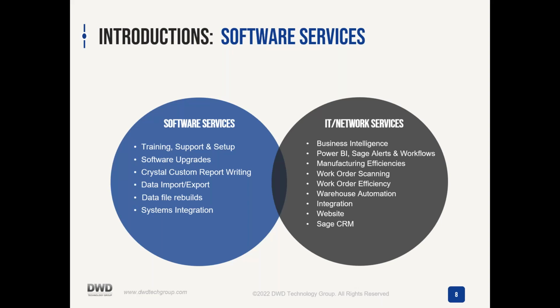We also have a network team. So we've got the smart guys that actually do the Microsoft certifications. We can help with business intelligence. We can help with manufacturing efficiencies. And we've got some products that we can use with scanning, work order scanning and efficiency, warehouse automation. Again, a lot of these are not related to BusinessWorks, but they do relate to our other products.